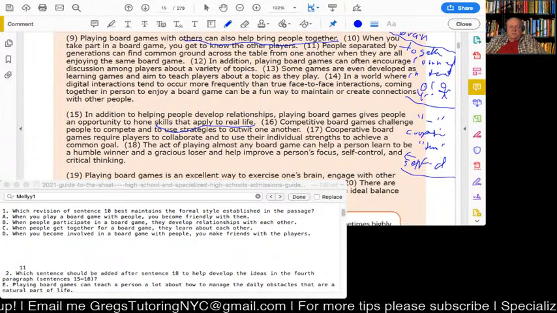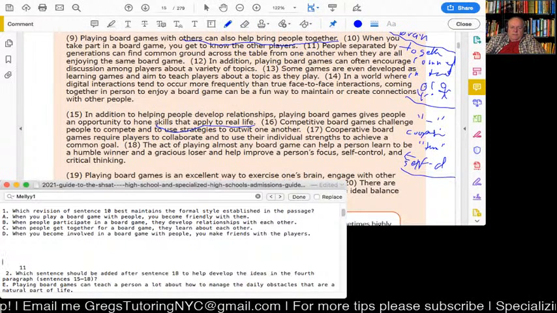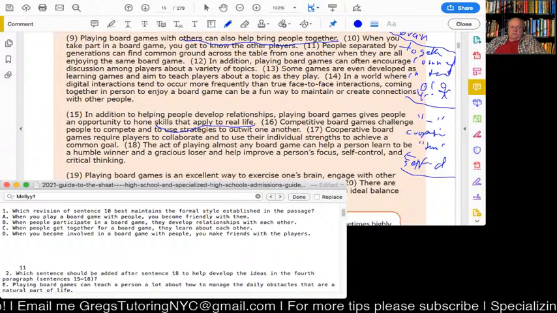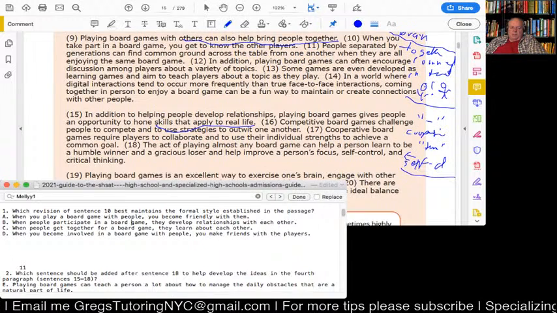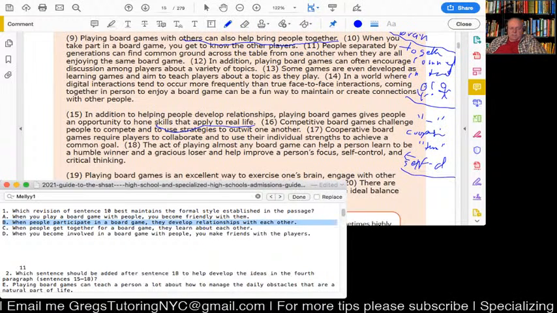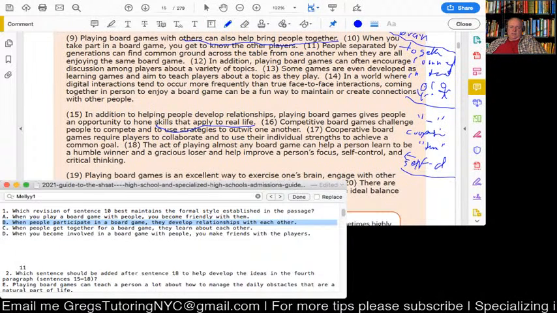Here it is. So which revision of 10 best maintains the formal style? So I'm going to just highlight B so it pokes out for you guys, so you have some line in the sand to be looking at. So we're trying to compare B versus C in terms of that.